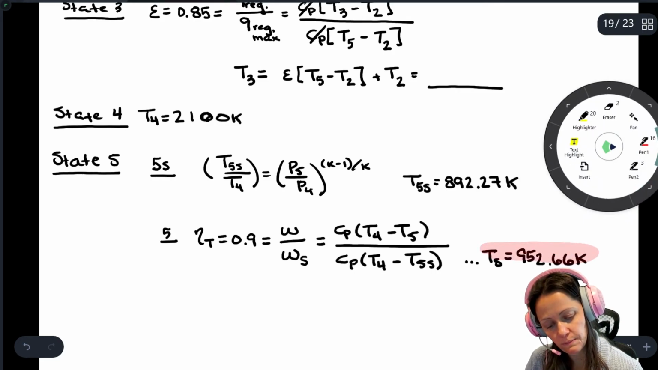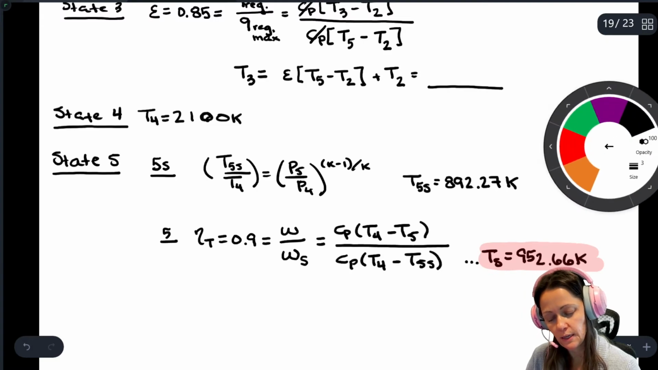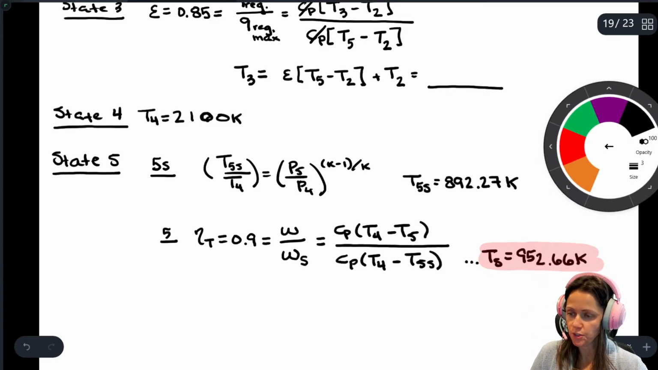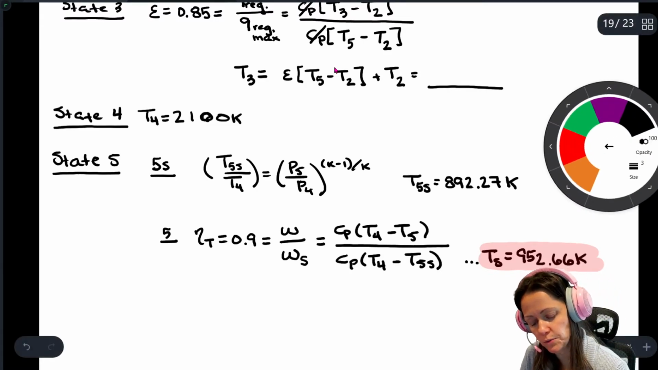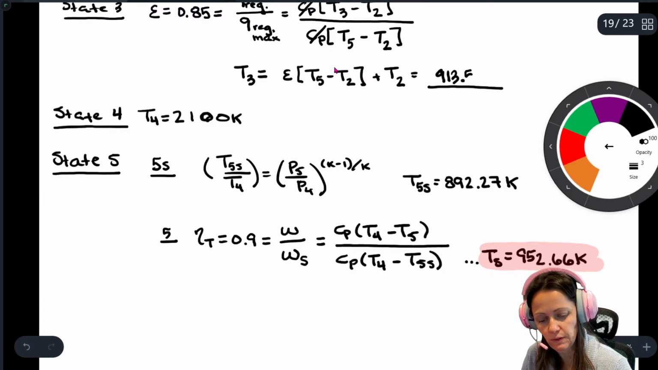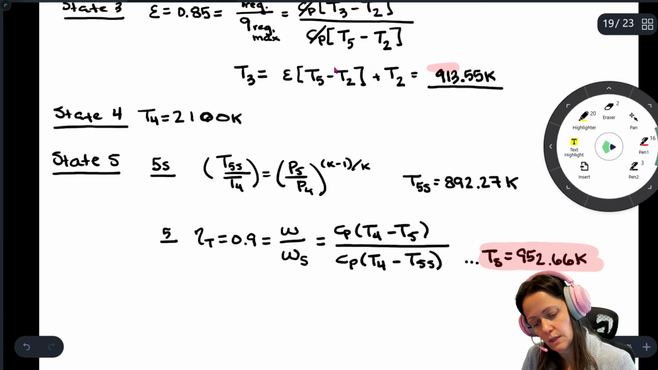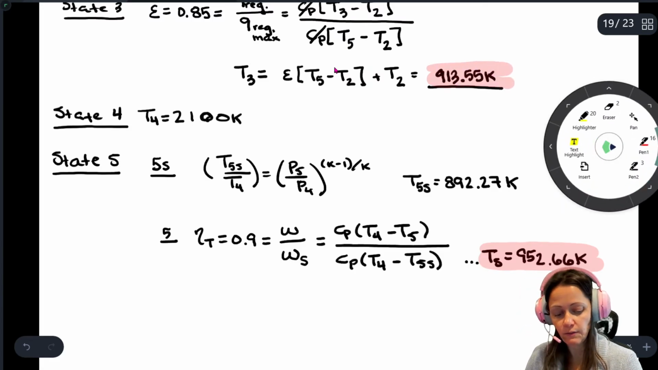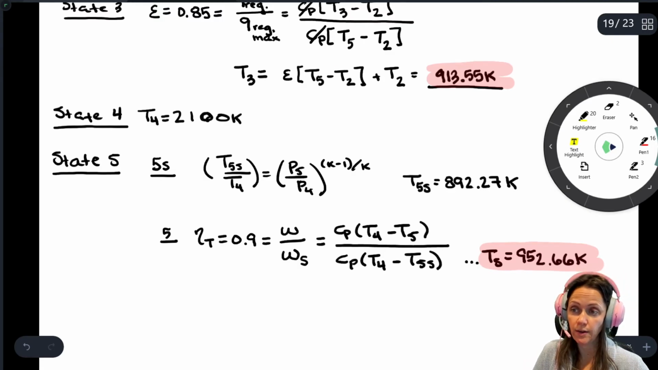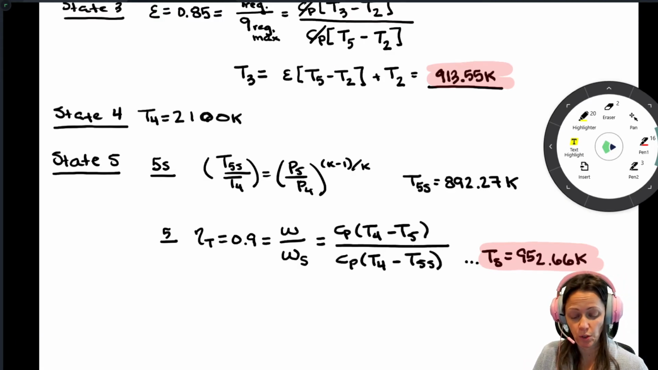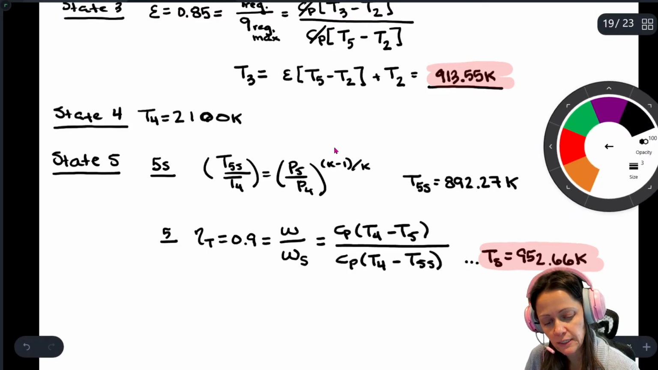Here's that one. And I guess we've got enough information to go back and plug things in for T3. And hopefully I've got it right. 913.55 Kelvin is what I've got. And at this point, I think I've got enough. Like I said, if you wanted to calculate that T6, you could. In fact, I'll go ahead and do that just because.